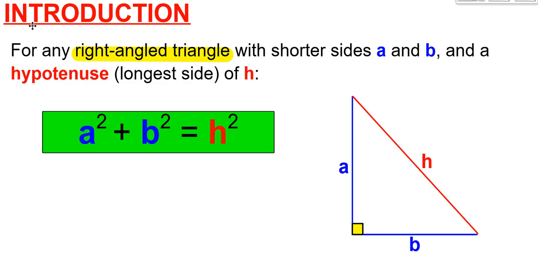So for any right-angled triangle with shorter sides A and B and a hypotenuse, which means the longest side, which I'm going to call H, some textbooks will call it C, Pythagoras' theorem states that a squared plus b squared equals h squared. So I've got a triangle here where A and B are the shorter sides in any order, and H is the longest side.